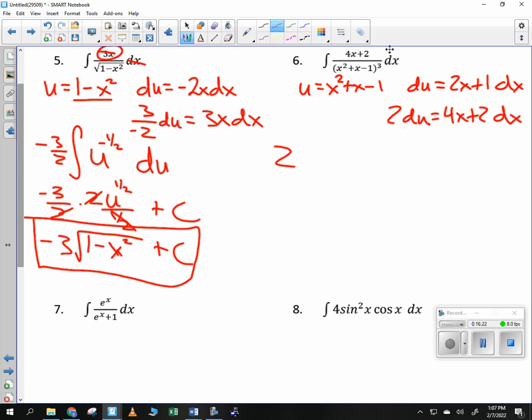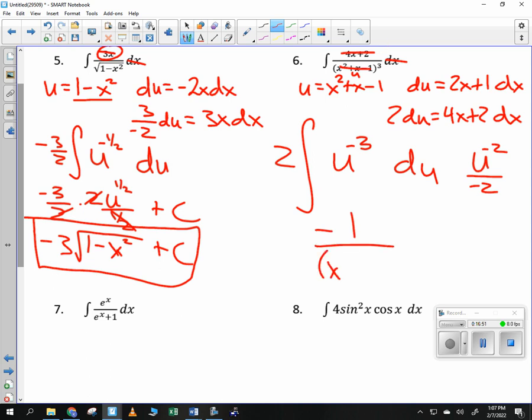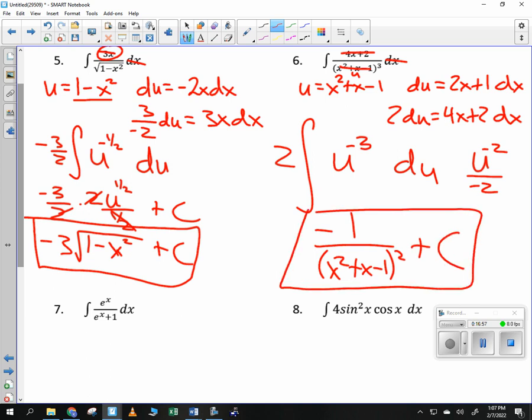So I substitute 2 du, and in its place, I have, well, this is gone, and that's gone, and this I substitute u. So what remains? Yeah, u to the negative third. And the antiderivative of u to the negative third is u to the negative 2 divided by negative 2. Notice how the 2's will cancel. So you get negative 1 over u squared. So it should be negative 1 over x squared plus x minus 1 squared plus c. I think that's right. Yeah.